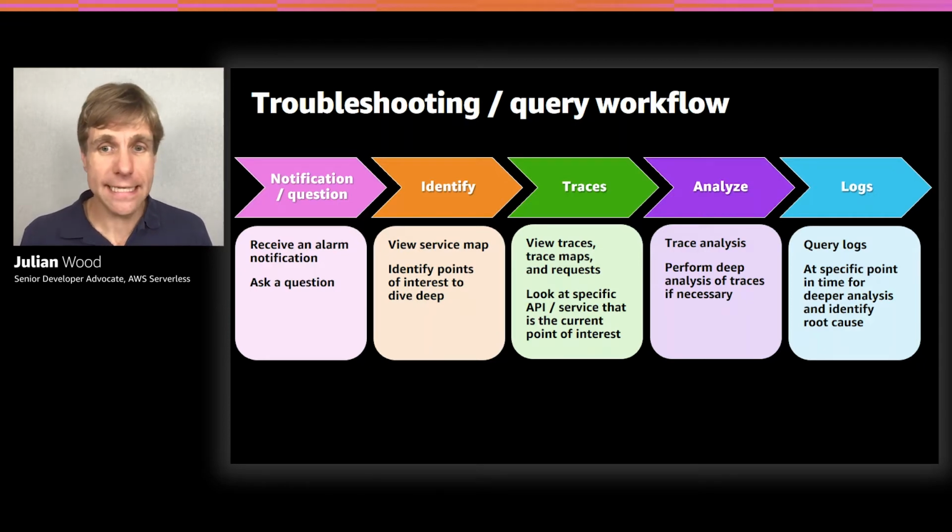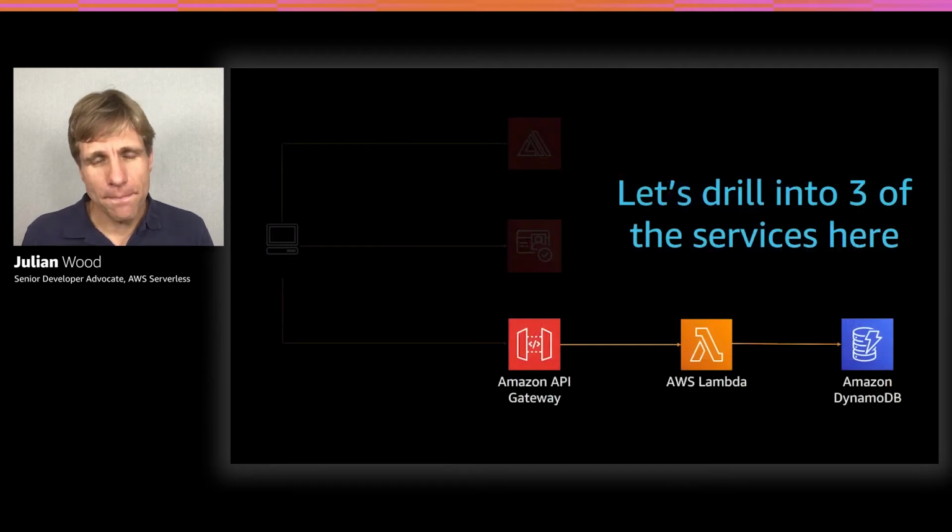This workflow isn't necessarily one way though. You can start with some sophisticated log querying to find out, for example, what your error rate is. So, as I previously mentioned, we're going to be focused on how API Gateway, Lambda, and DynamoDB as the basic building blocks of a serverless application and how to think about observability for them.